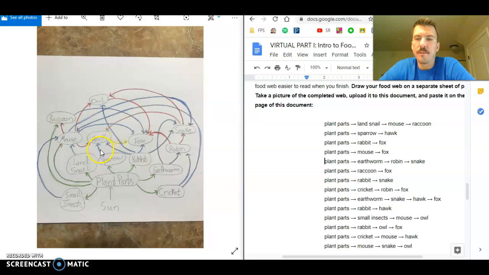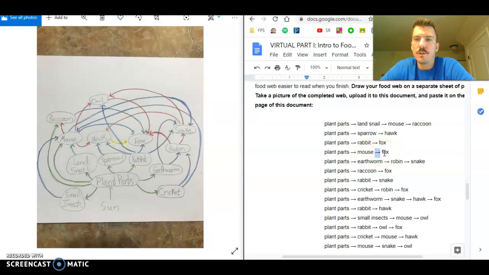The blue arrows are from primary consumers to secondary consumers. So here's what I did. I just looked at each food chain, and anytime there was a second arrow, like this arrow, I found it in my food web. So from land snail to mouse, and I just colored that arrow blue, the second arrow. Here's the second arrow, here's the second arrow, here's the second arrow. All of these are blue arrows in my food web because it's going from primary consumer to secondary consumer.